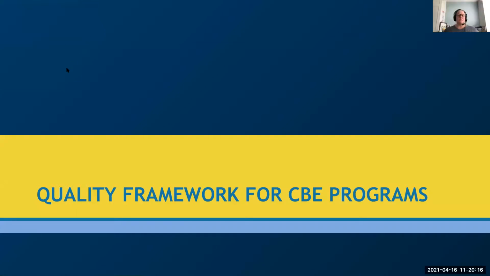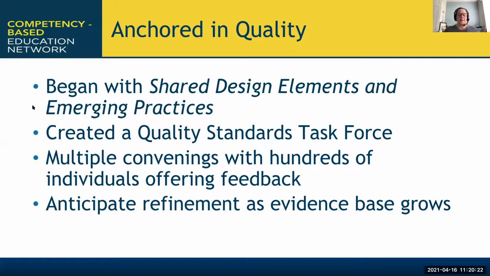So Charla? The field really came together back in 2015, 2016, and said, we've got a lot of new people coming into this space saying we want to do CBE, and we had some folks that we were concerned about, would they do it well? So as a field, at that point there were about 40 institutions, that broadened out to about 100 institutions, and then about 100 more experts said, let's craft a framework around what is quality. What does quality look like if you're going to put a CBE label on it? We started with something called shared design elements.